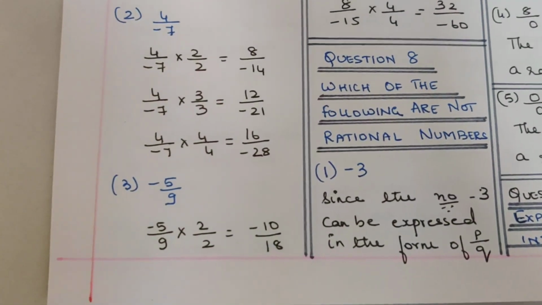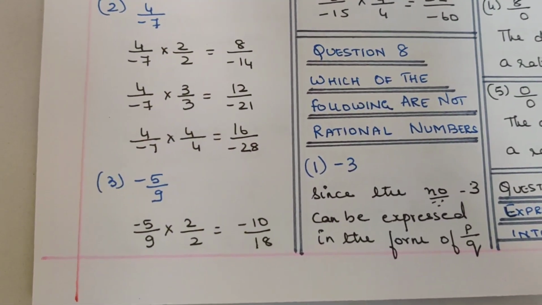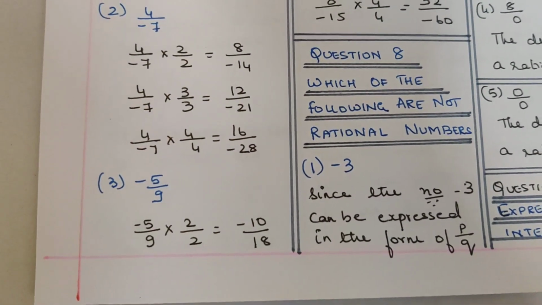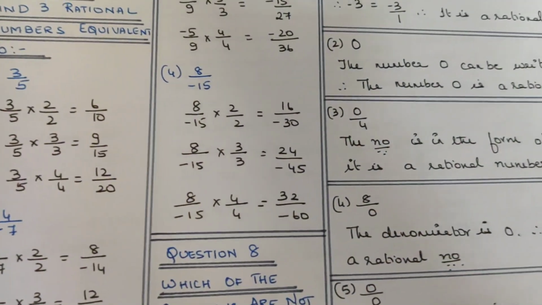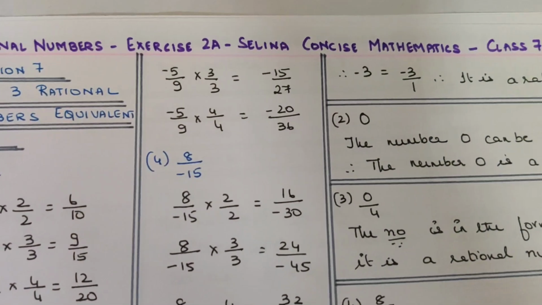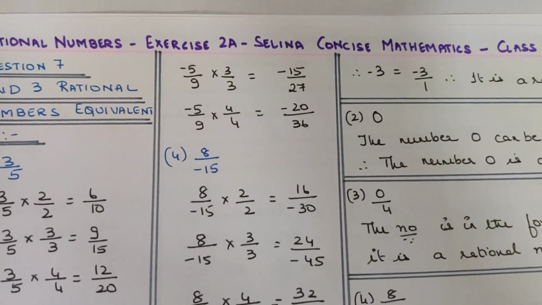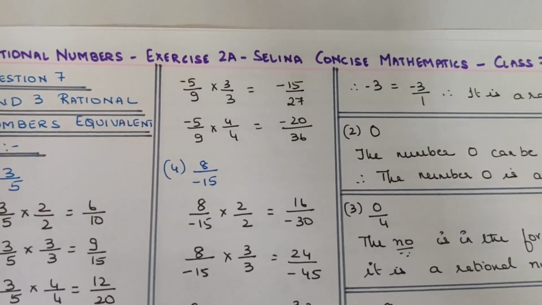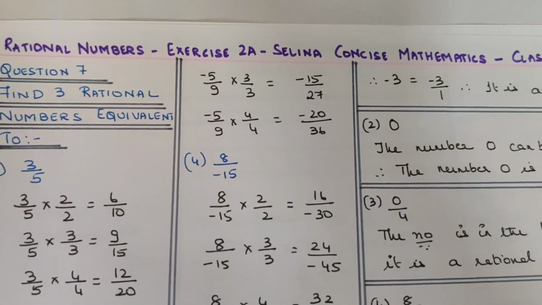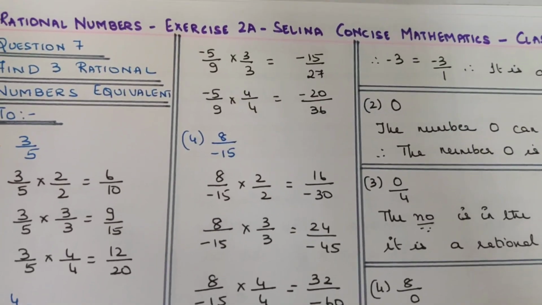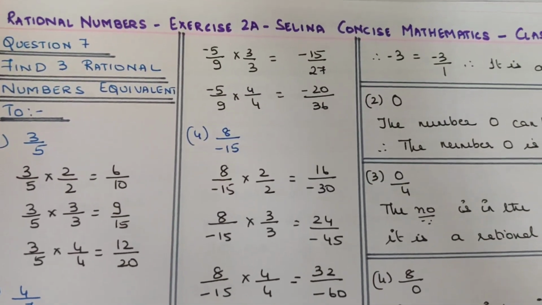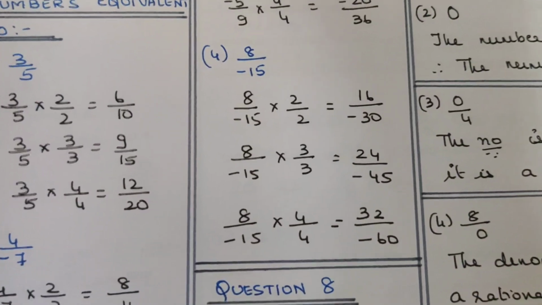Third one is minus 5 by 9. So again, minus 5 by 9 into 2 by 2 is equal to minus 10 by 18. And again, minus 5 by 9 into 3 by 3 is equal to minus 15 by 27. Minus 5 by 9 into 4 by 4 is equal to minus 20 by 36. So pretty easy. Again, the fourth one, 8 by minus 15.